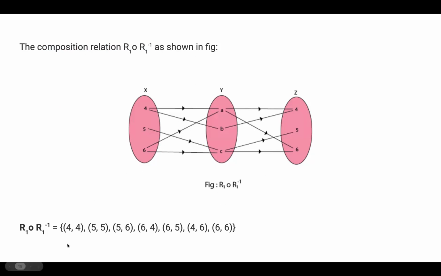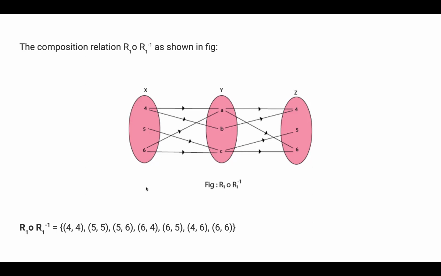the diagram, what we can see is 4 to 4 relation is there. 4 to A and A to 4. Then 4 to 6 relation is also there. 4 to A and A to 6. Then 4 to B and B to 4. 4 we already have. Then we'll go to 5. 5 to C is there and C to 5 is there. So 5 will be there. Then 5 to C is there, C to 6 is there. So 5, 6 will also be there.